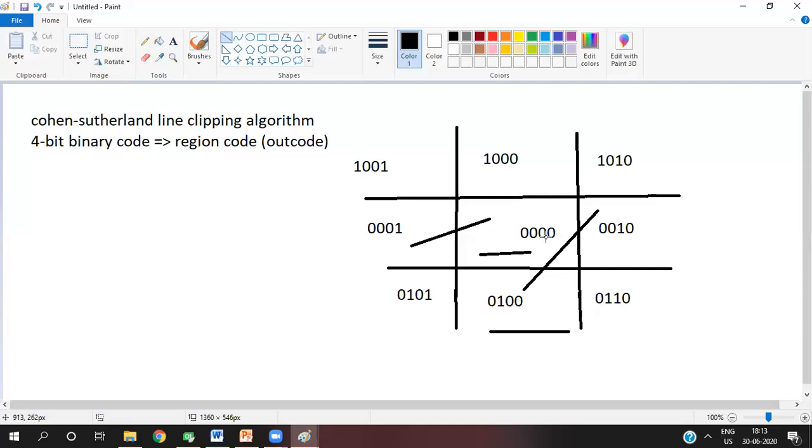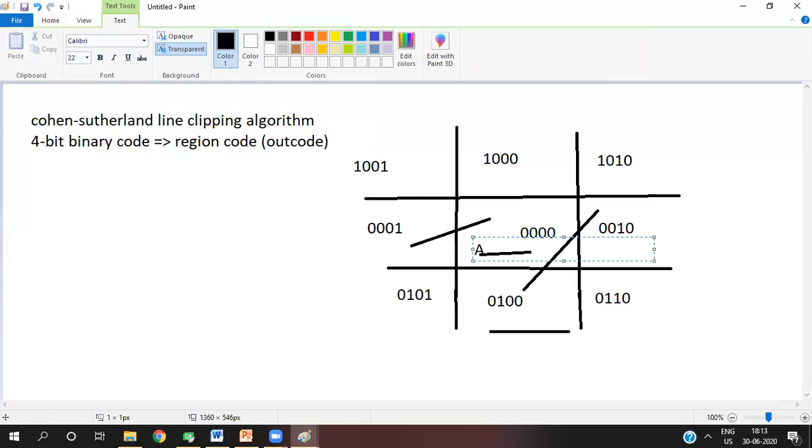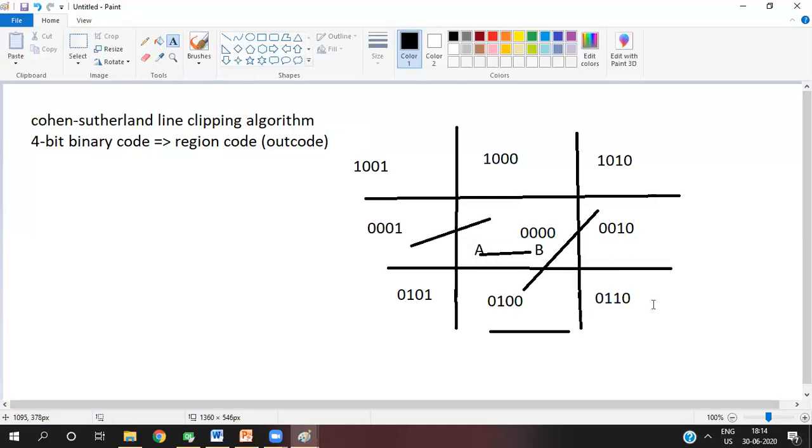If you AND the two bit codes, for this line I will name it AB. A is one point, another point is B. So for AB, for A 0000, for B 0000, if you AND it you will get 0000. If ANDing is 0000, then definitely that line is completely inside or partly visible as well.